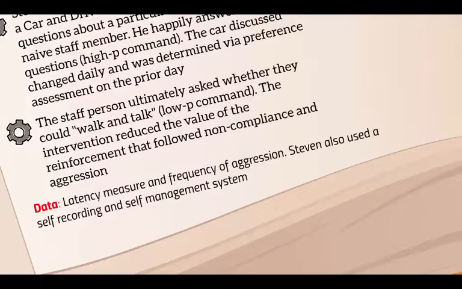We also had Stephen using a self-recording and self-management system. So once again, we put a lot of emphasis on people, Stephen specifically, tracking his own behavior. So that intervention was in place as well, a self-management intervention, that is.